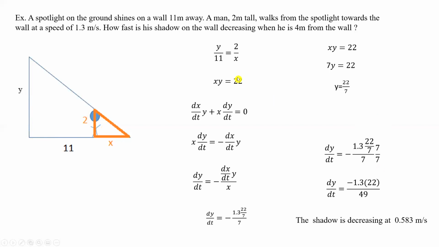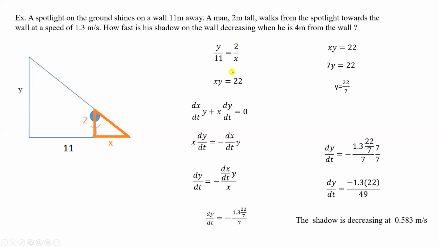I'll go over that again for those who need to see it. Shadow on the wall changing gets a variable. Distance between spotlight and man gets a variable. The man is 2 meters, that's constant, we put a number in. Distance between spotlight and wall is 11, that's a constant, that gets a number. The two triangles are similar, so we can set up a ratio. Vertical to horizontal in big triangle, vertical to horizontal in small triangle.